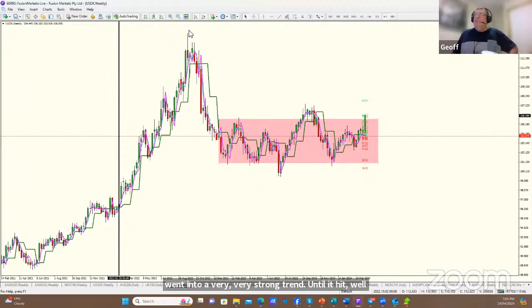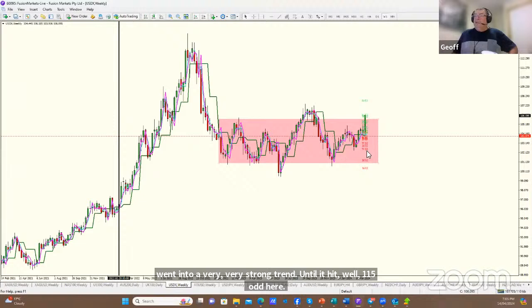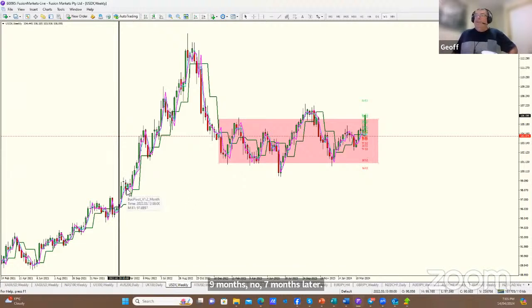9 months, no, 7 months later. Then it settled down a little bit. But here's my takeaway. This is the strongest reaction, in my humble opinion, from that incursion of Russia into Ukraine. Is that relevant? As I said, I'm no economist, I'm no fundamentalist, but to me, it's the most recent thing that I can compare from a fundamental/technical point of view.